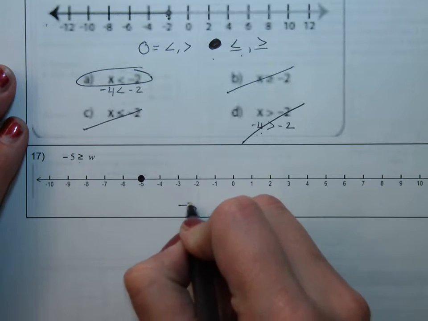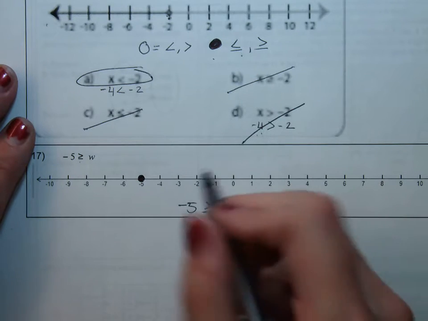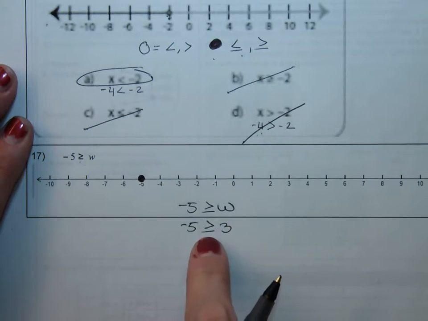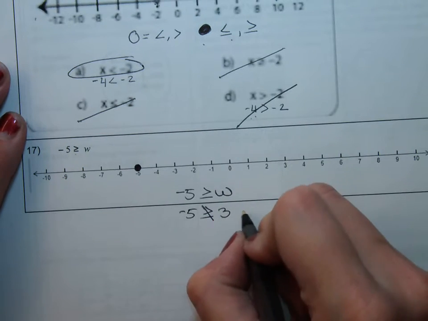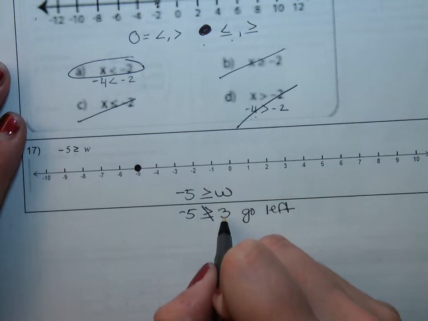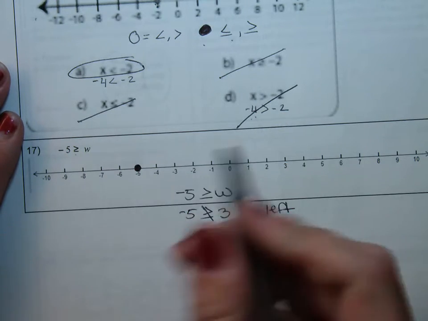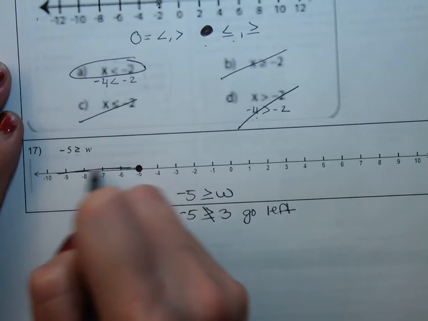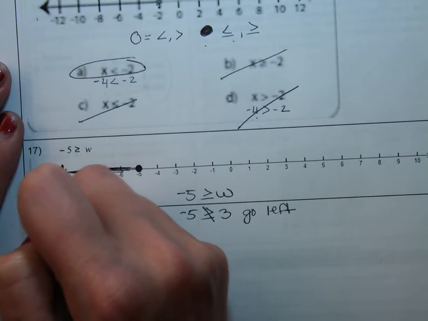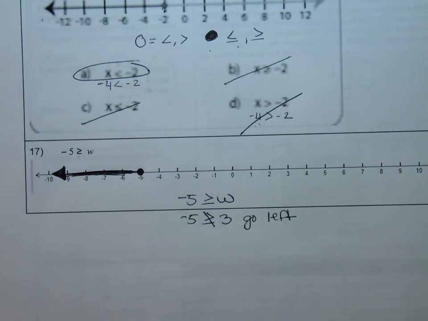So I have negative 5 is greater than or equal to W. So we're going to plug 3 in for W. Negative 5 is greater than or equal to 3. This is not a true statement, so we are going to go left. Since this value we chose does not make this a true statement, we go in the opposite direction. So we draw our arrow in that direction. And that is your review.